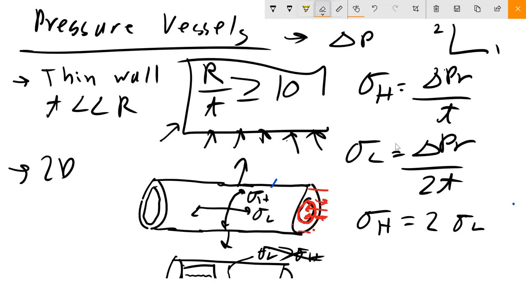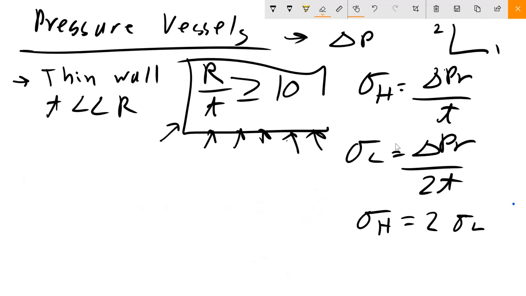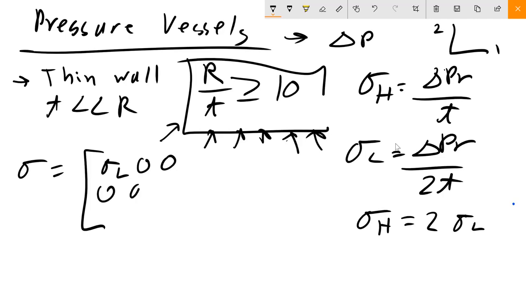But we could go a little step further when we're talking about how to solve problems. Since we know what's happening here, let's write out the stress and strain tensors in the system. So my stress tensor is going to look like this. What do we have here? Well, in the 1-1 direction, we have sigma L. Nothing else there. We have sigma hoop in the 2-2 direction, and that's it.